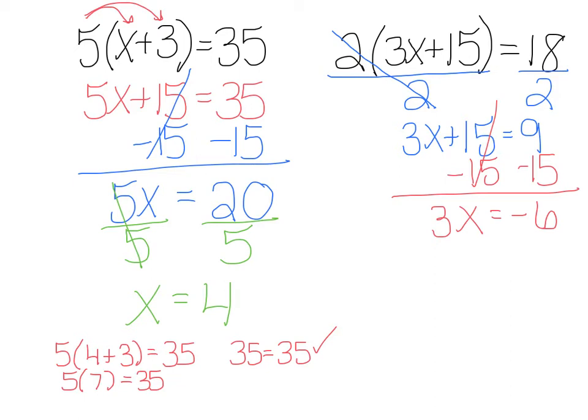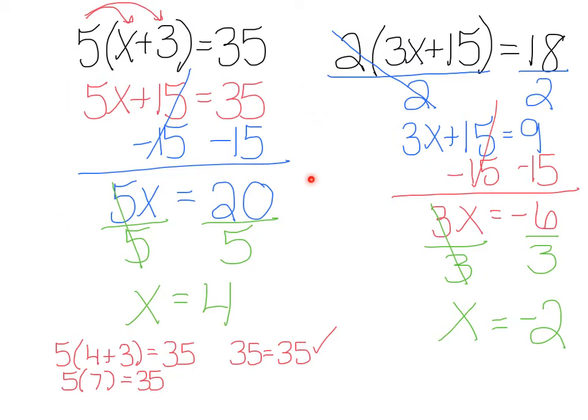Finally, because I have multiplication, I need to divide both sides by 3, because what you do on one side, you do on the other. I hope you're getting tired of me saying that, but it's very, very important. 3 divided by 3 is 1, so we're left with x. And negative 6 divided by 3 is negative 2. Again, you can plug your answer into your original equation and see if it works.